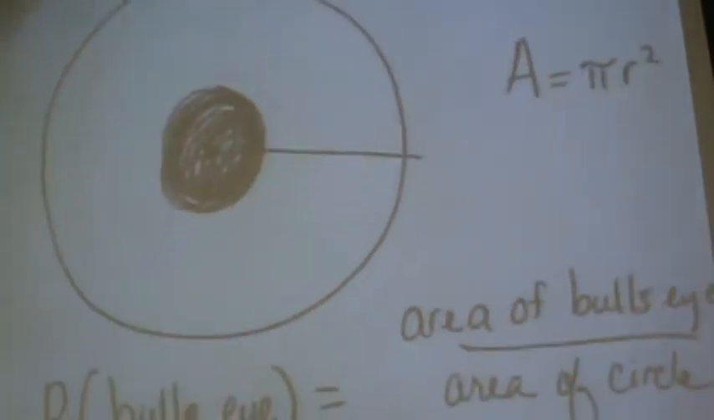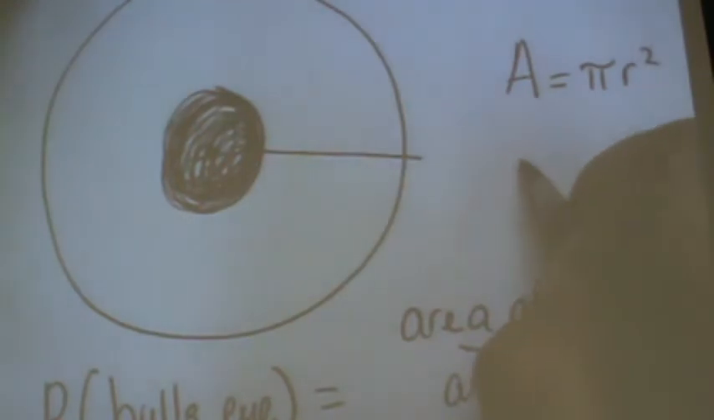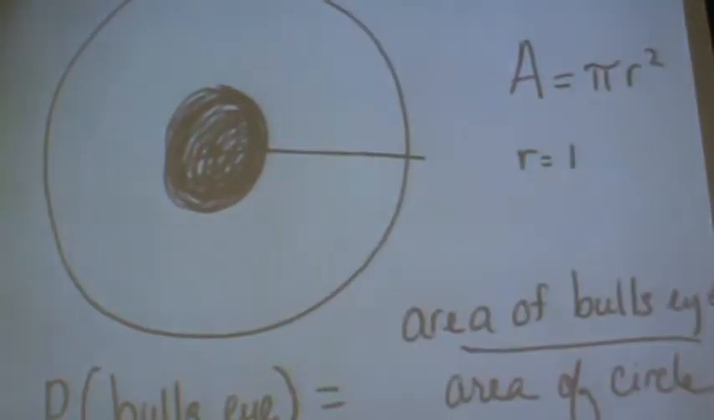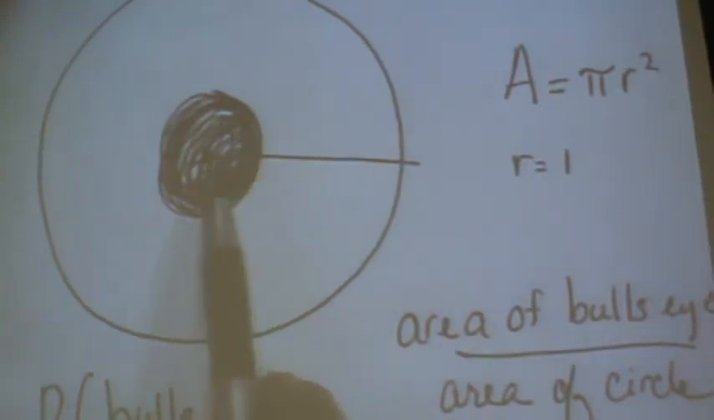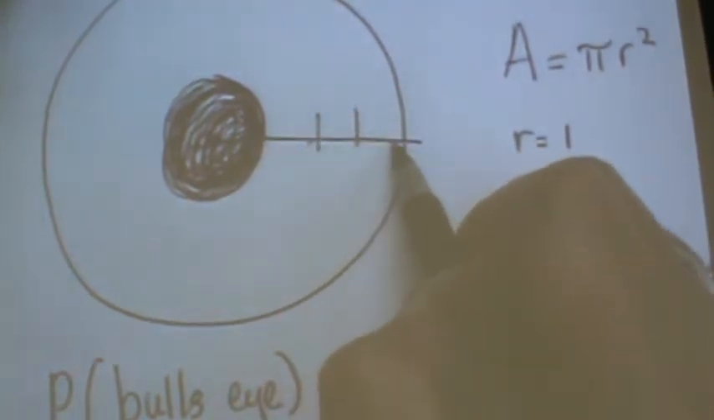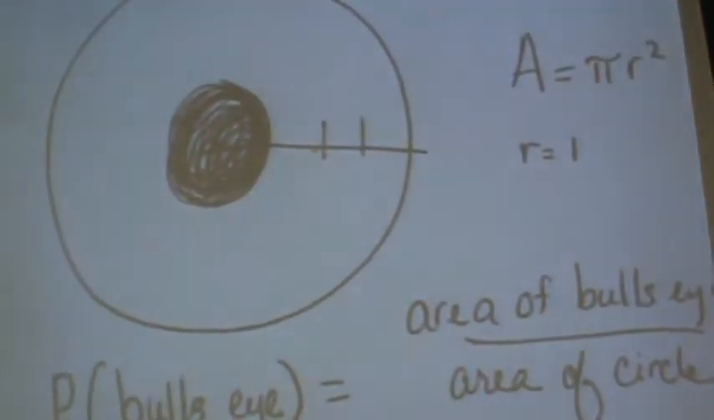Okay? So in your homework today, there's one of these problems, and I want you to use r, the radius, as 1. They give you a radius of 1, and they break the circle up. They're saying this is 1, this is 1, this is 1, and that's 1. Okay? We'll get to that in a minute. Let's look at this example right here.